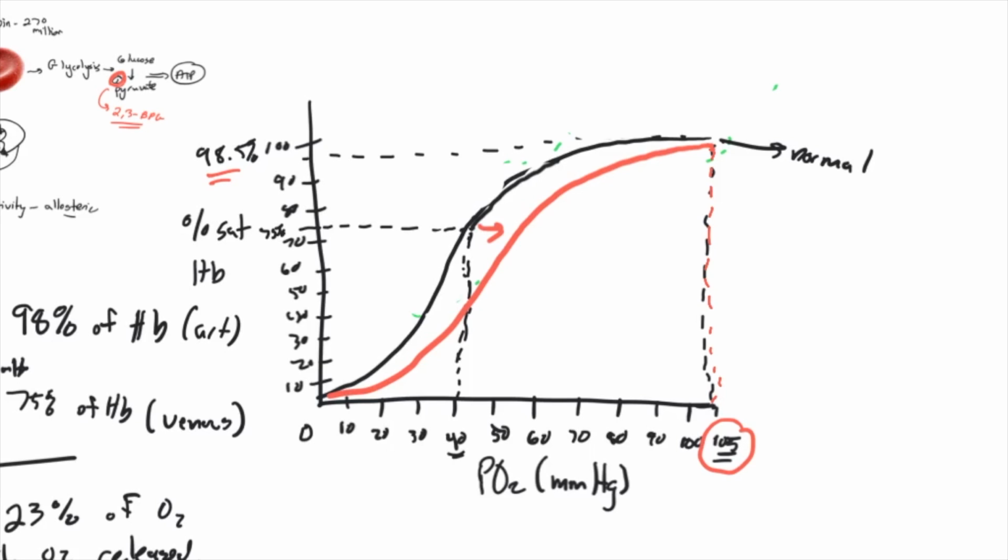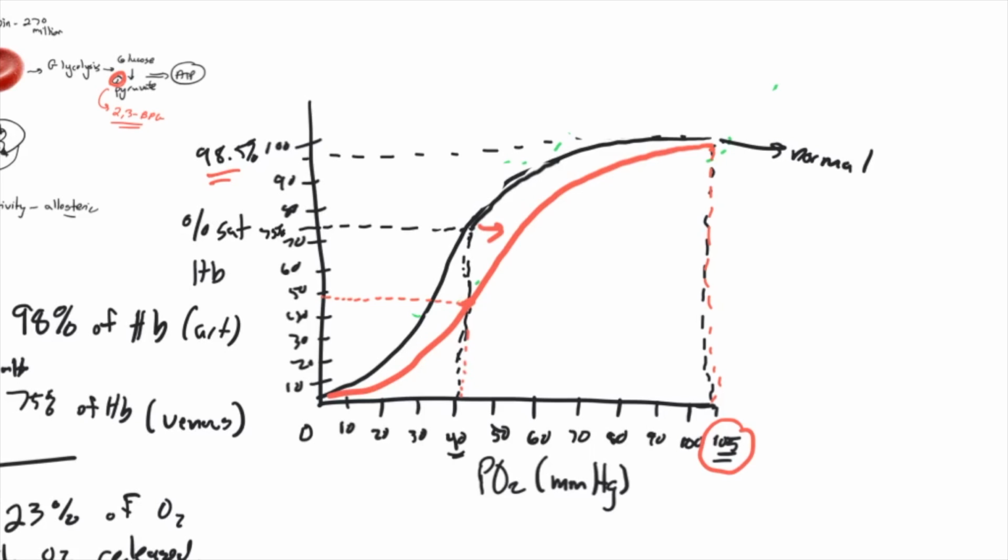Where is the change? Let's follow our tissue level up. We go to 40. Big change. We are now getting 50% saturation. So what does that mean? Let's go back to our calculations.